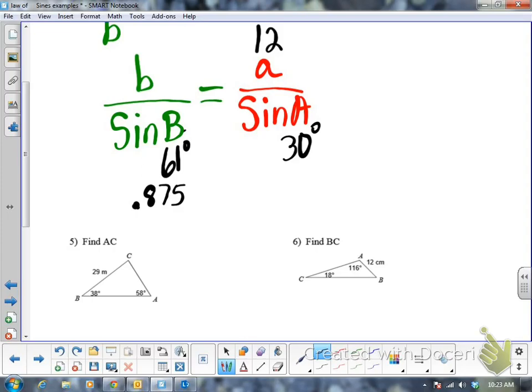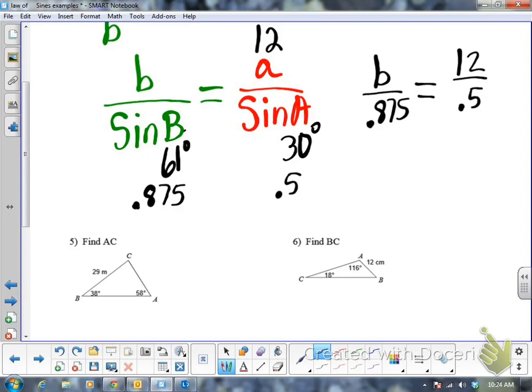Yes. What is it? It's 0.5. It's half, remember? That's one we could remember. All right, so now I'm going to rewrite it. I have b over 0.875 is equal to 12 over 0.5.